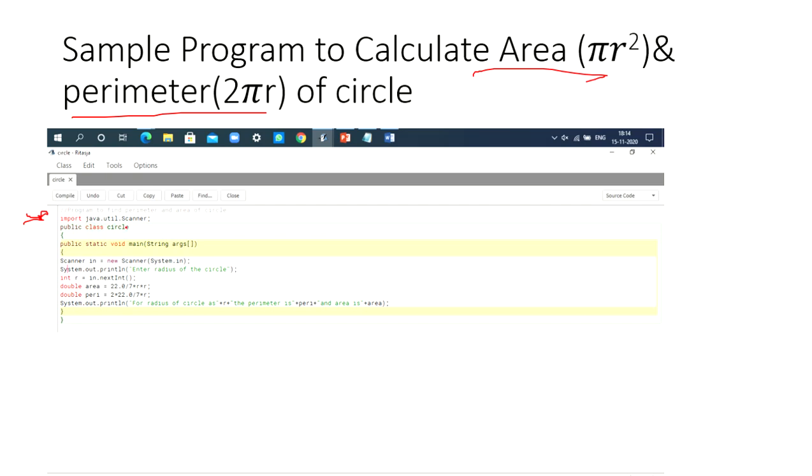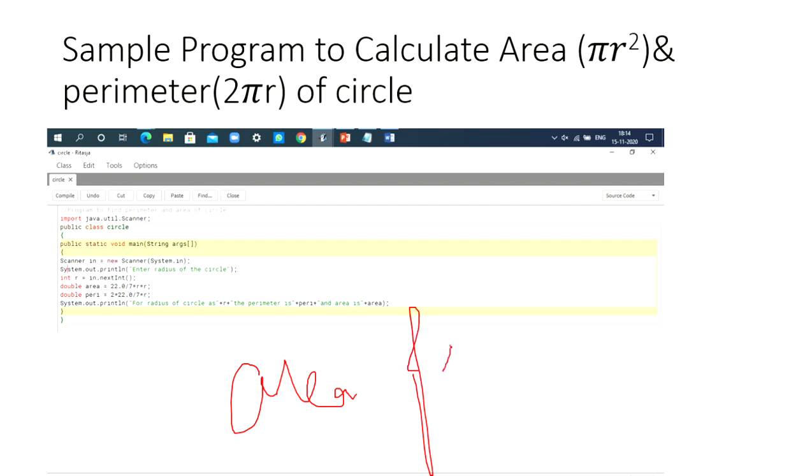Import java.util.Scanner, public class Circle, public static void main(String[] args), Scanner sc is equal to new Scanner(System.in). Okay, we have declared the radius as an integer. You can also give double according to your own choice. I have inputted the radius. After that, I have calculated its area and its perimeter by supplying their formulas.